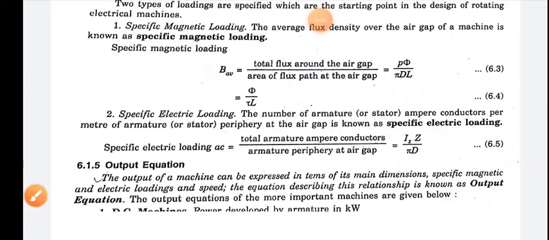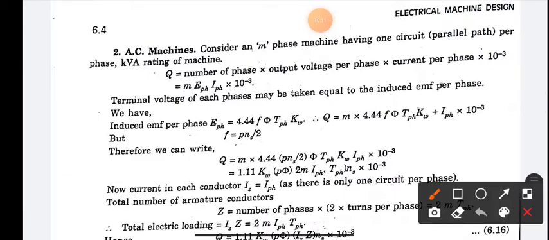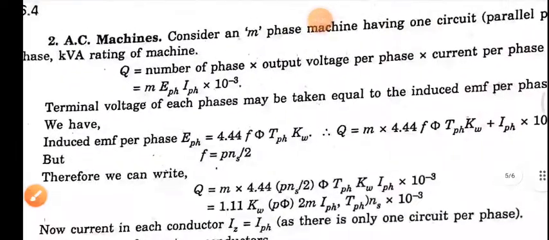Now we will start the main part, the derivation of the output equation for an AC machine. We have an AC machine of M phases. You can consider any number of phases; generally we do it for a 3-phase induction motor, so we can use 3 instead of M, and it has only one circuit per phase. Now what is the kVA rating of the machine? That is given here.